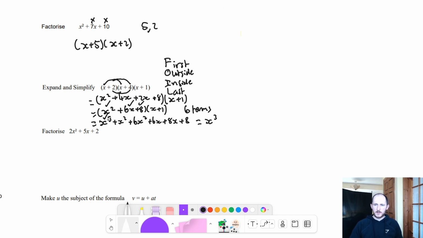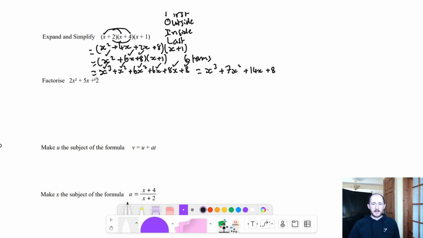Then we have x squared. Do we have any other x squareds? Yep, we have 6x squared. So that gives me 7x squared. So I'm going to tick those guys off. Then I have x's. I have 6x and 8x. So that gives me 14x. And then lastly I have the plus 8 on the end. And that's it. That's all we have to do.